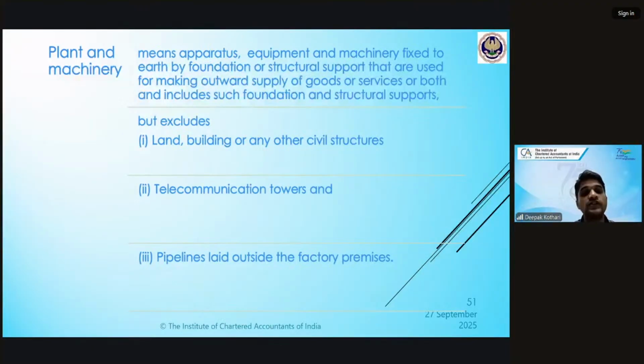After fixing, how do you dismantle it? Do you have to fully demolish it? Then it's an immovable property. If you don't have to demolish, you just have to remove it and place it in another place, then it's a movable property. Clear, Navneet?